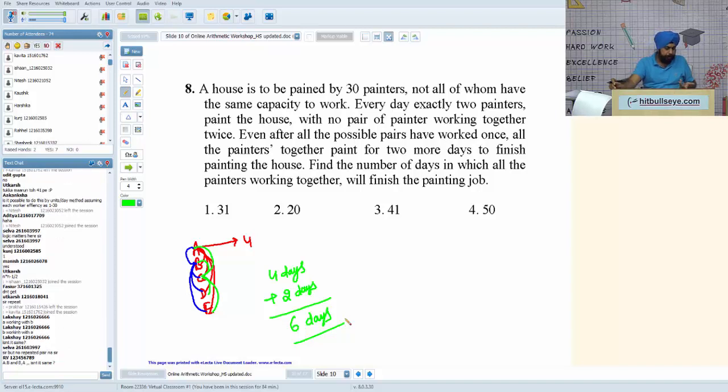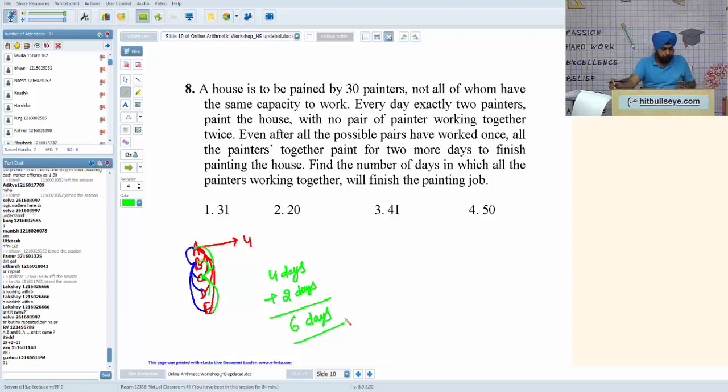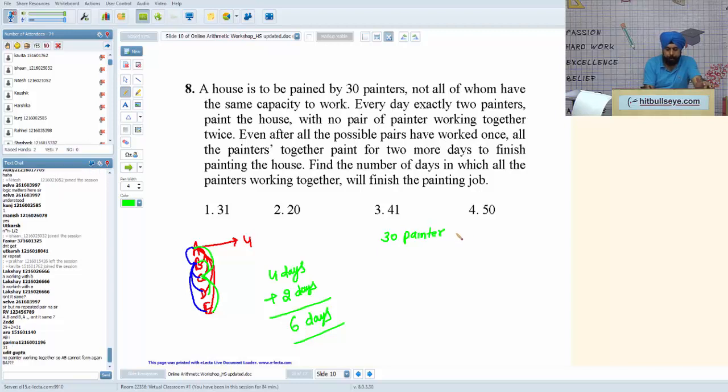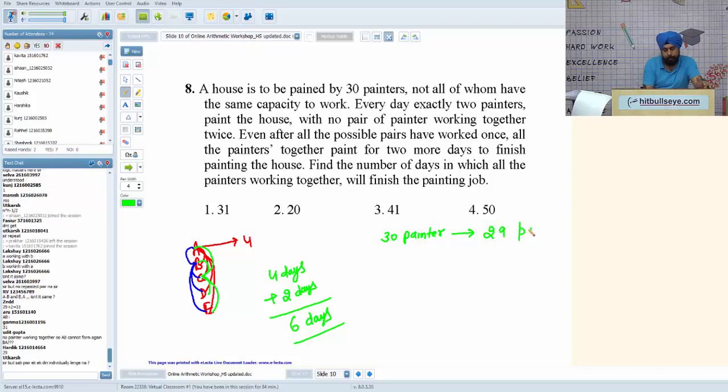Yeah, that is the same thing. But we are saying how many pairs will be made. A, B and BA are the same pairs. So students, in this case, when there are 30 painters, everybody can make how many different pairs? Everybody will be making only 29 pairs.